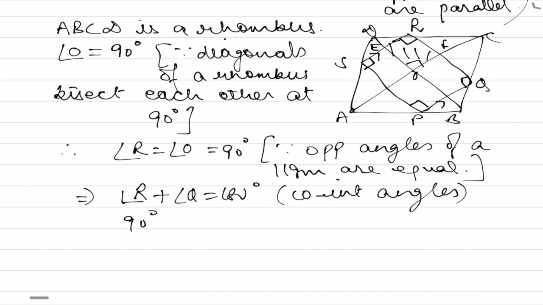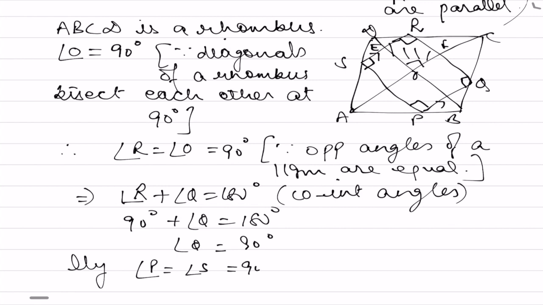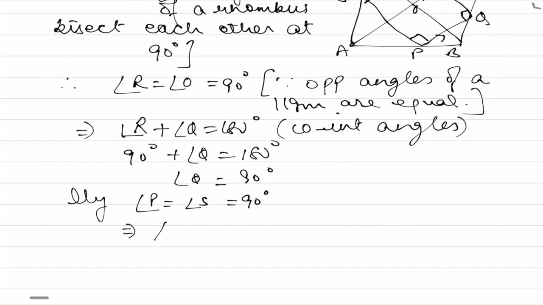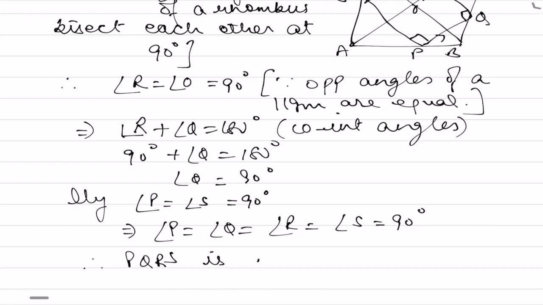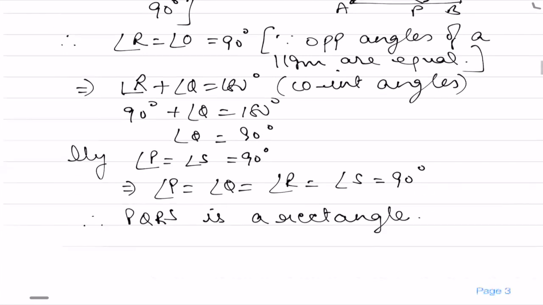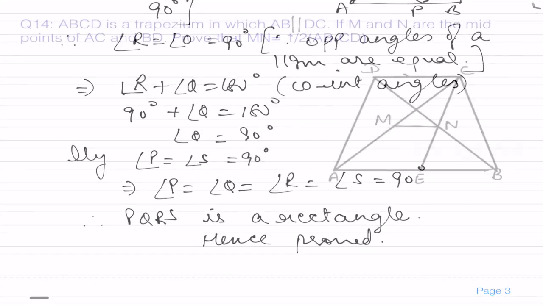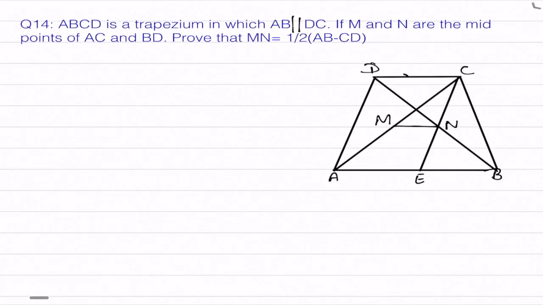Angle R is 90, that means angle Q is also 90. Similarly, angle P and S will also be 90 degrees. This implies angle P equals Q equals R equals S equals 90. Therefore, PQRS is a rectangle because their opposite sides are equal and each angle is 90. So, hence proved.